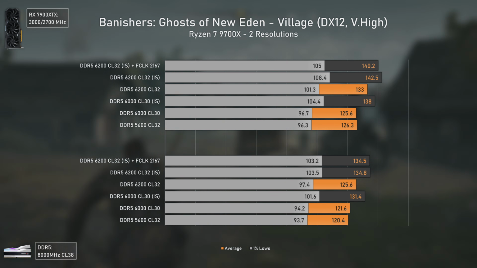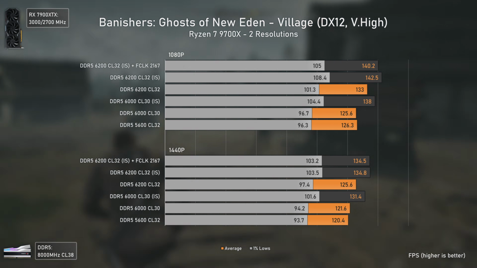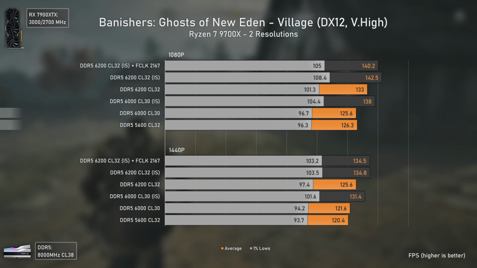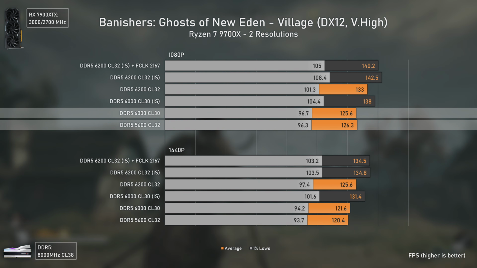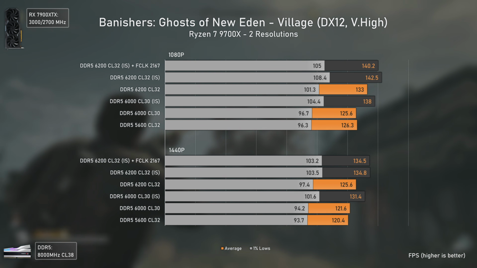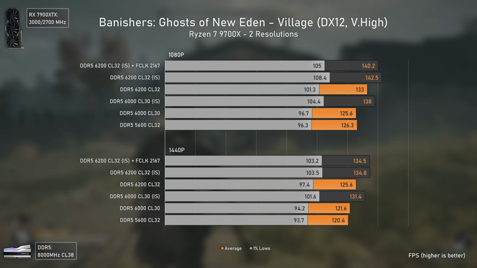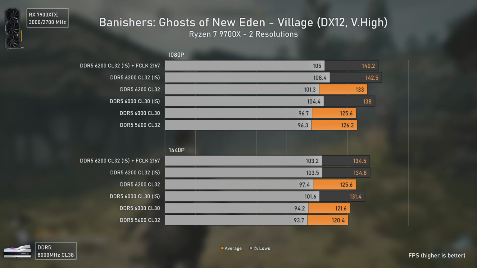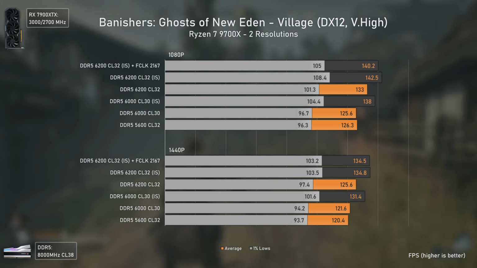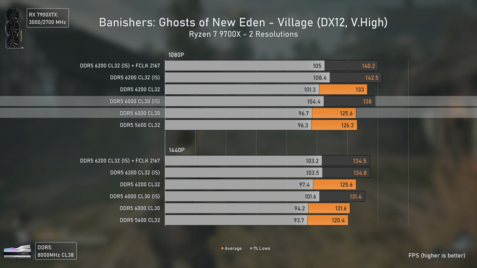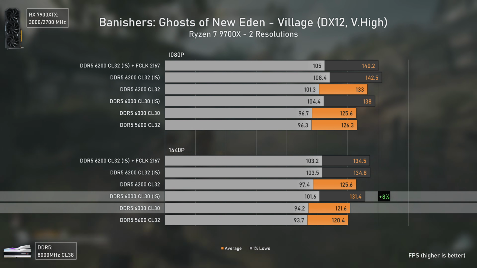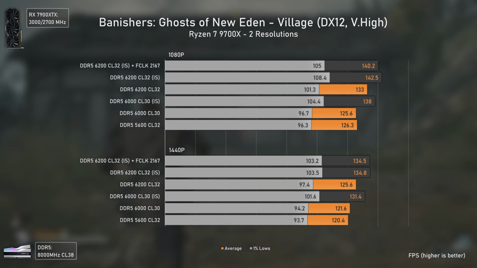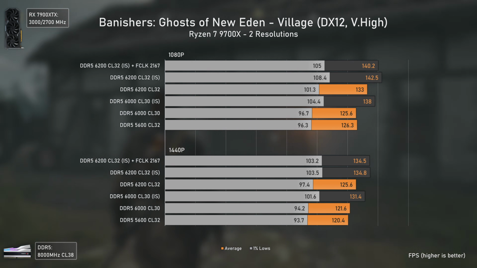So, let's see. Starting with Banishers: Ghosts of New Eden and the Ryzen 7 9700X, we can see some interesting results, with a 5600 CL32 and a 6000 CL30 delivering the same results at 1080p and 1440p somehow, with a 6200 CL32 being a bit faster at both resolutions. But with a real difference coming when using improved subtimings, with a 6000 CL30 with improved subtimings being 10% faster at 1080p and 8% faster at 1440p versus the normal Expo mode, with higher frequencies of course, with tighter timings performing slightly better as well.